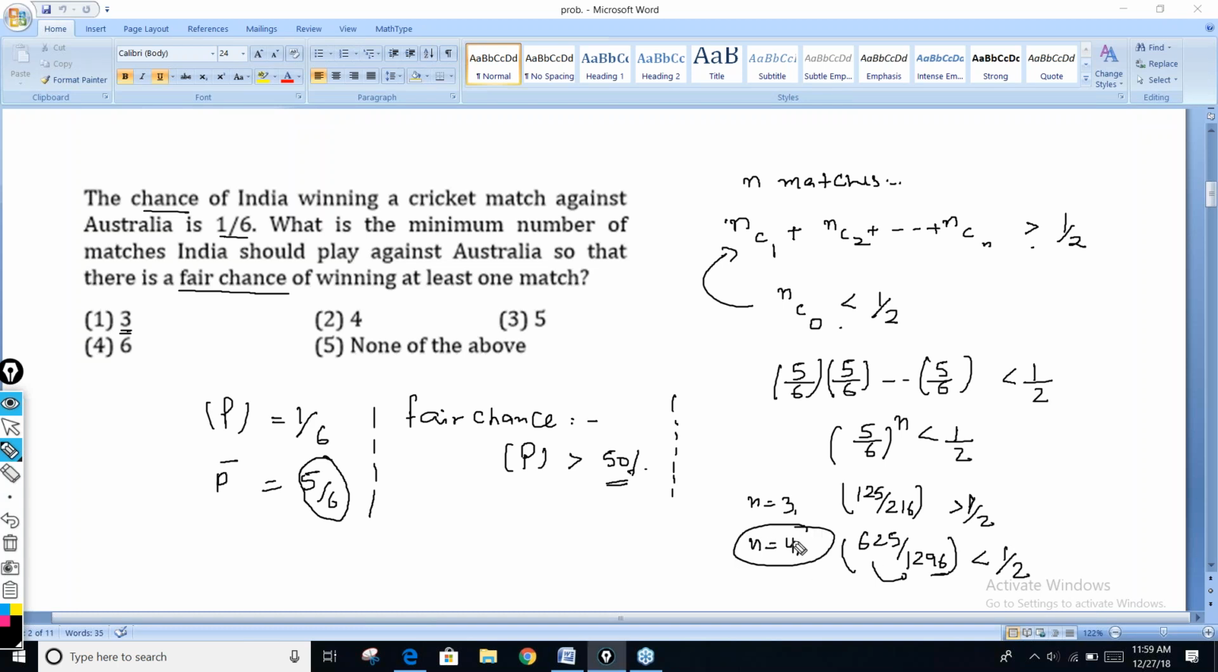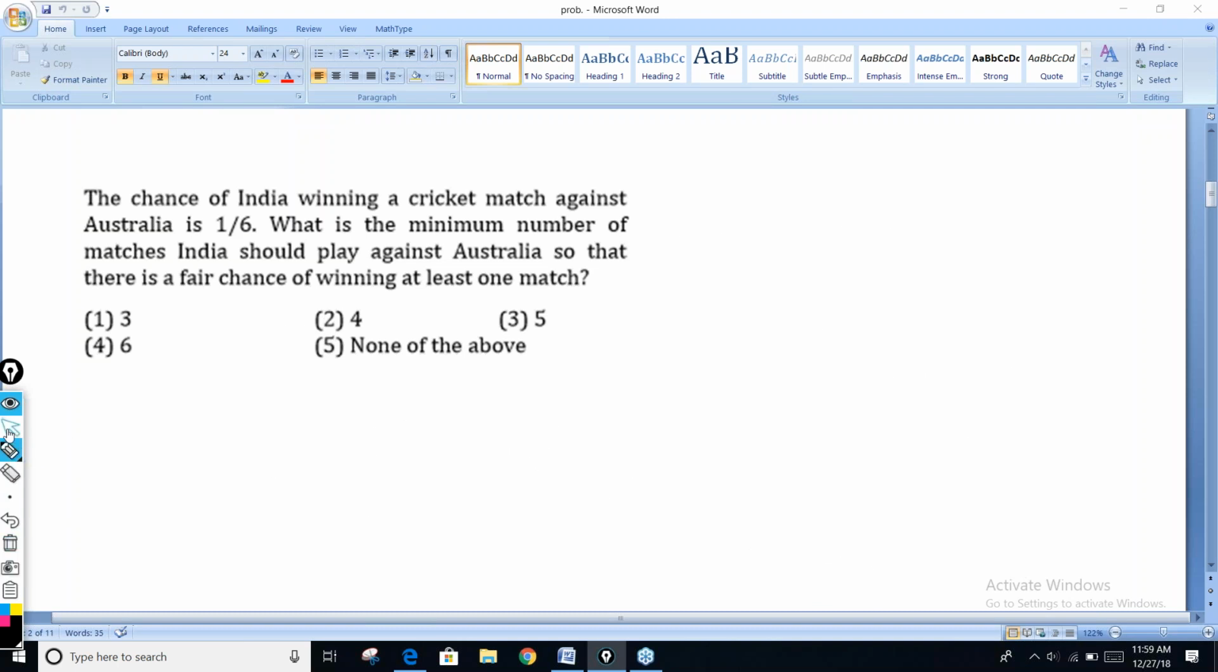So once India has played 4 matches, the probability of winning at least one match will be more than half. So the answer is at least 4. Okay, option B is the correct answer. So rather than doing it the long way, we'll do it like this. Clear? And next time you will remember that fair chance means the probability is more than 50%. Come to the next one.